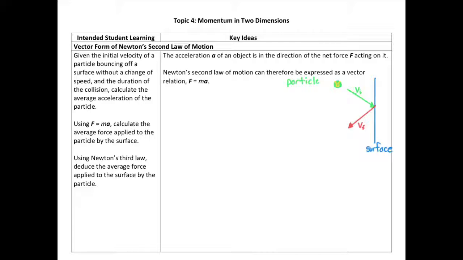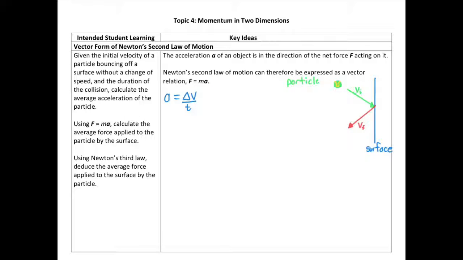So if we want to find out the force, we first need to work out the acceleration. If we want to work out the acceleration, the first thing we need to do is work out the change in velocity, because acceleration is equal to the change in velocity divided by the time. And in this case, the time is the time of our collision, which is the time of impact here, the time that the ball is actually in contact with the wall.